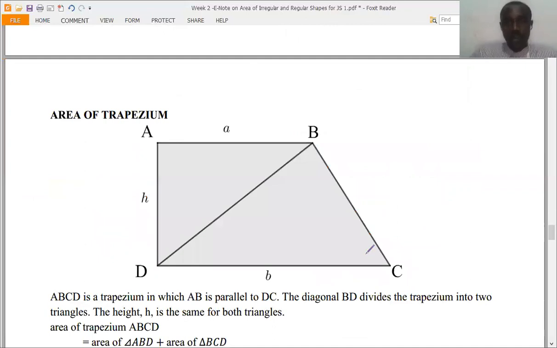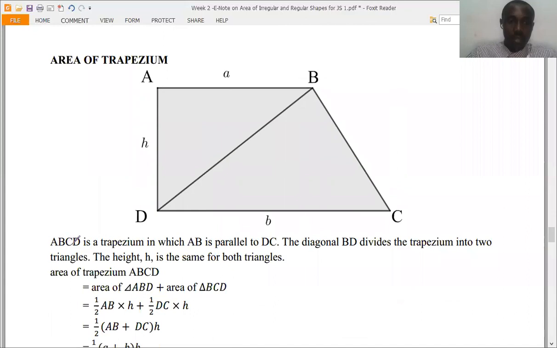Now next we're going to be looking at the area of a trapezium. So this is the figure of a trapezium, and it says ABCD is a trapezium in which AB is parallel to DC. The diagonal BD divides the trapezium into 2 triangles. The height H is the same for both triangles, so both triangles have the same height H.